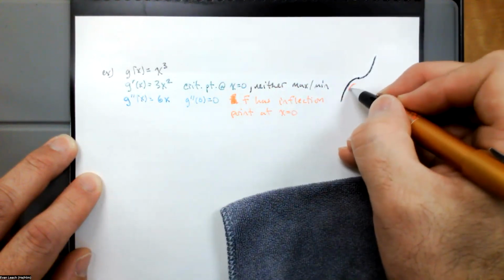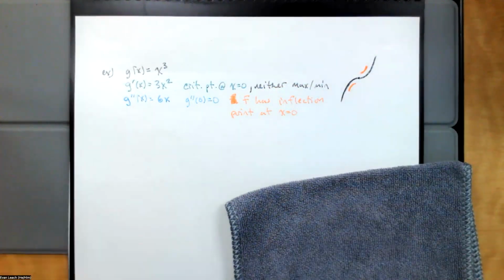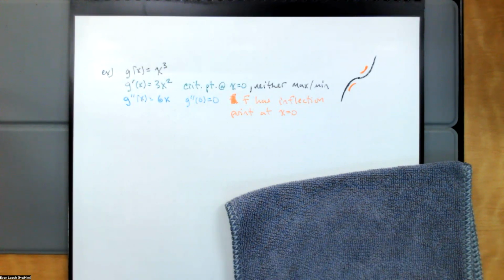Before 0, we have concave down. After 0, we have concave up. So the function is changing concavity at 0. We can see that by looking at the graph, even though concavity is sometimes hard to read. But we can also see it by the second derivative. Before 0, 6x is going to be negative. When x is negative, 6x is negative. When x is positive, 6x is positive. So the second derivative is changing sign at x equals 0, and the function is changing concavity at x equals 0.